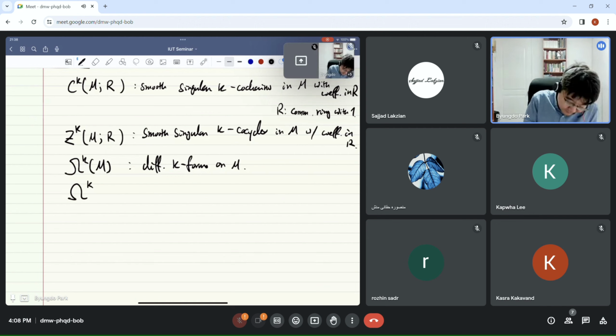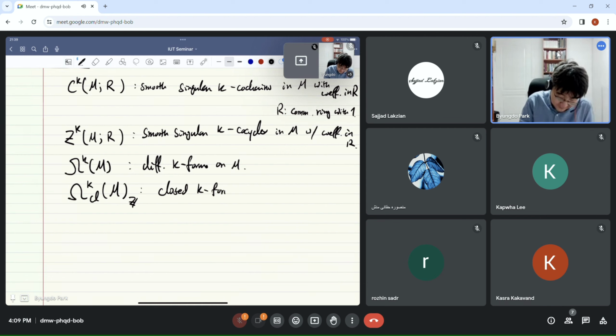Okay, and then I'm going to introduce this notation. You probably haven't seen this that many times. So this subscript CL means closed, so declosed. And I'm going to put another subscript here. This means closed k-forms with integral periods.